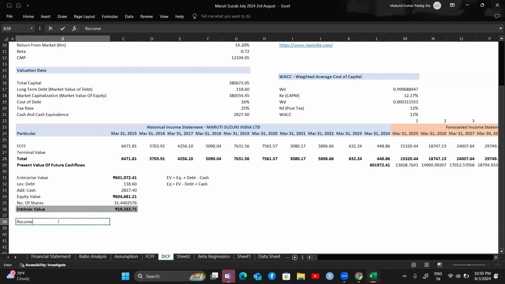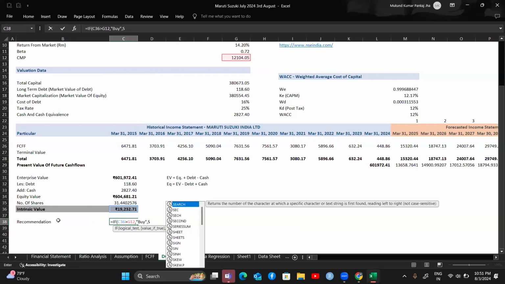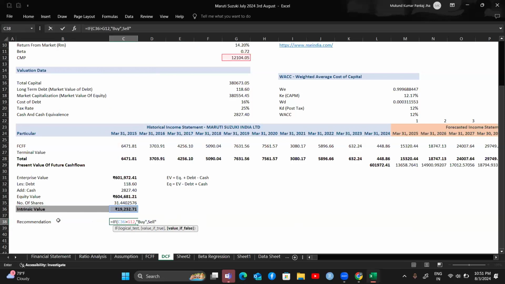Finally, recommendation is equals to IF, with the logical test being: this intrinsic value is greater than the current market price value. If true, buy. If false, sell.